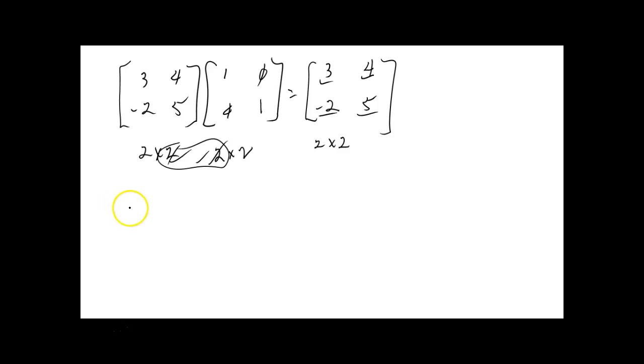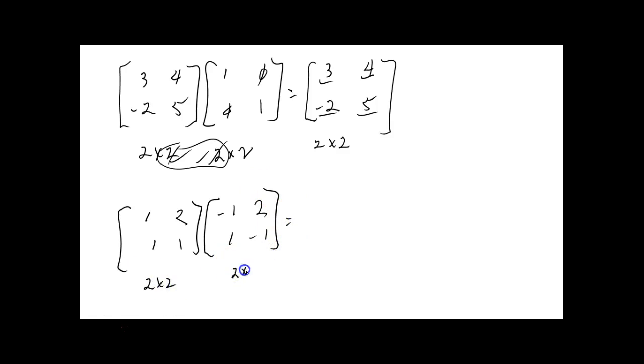All right, let's go to C. Let's see if we can do C on this page. C happens to be 1, 2, 1, 1 times negative 1, 2, 1, negative 1. Well, sure enough, this is a 2 by 2 multiplied by a 2 by 2. Wipe out the middle 2s. They're the same. And you're left with a 2 by 2. So we're going to have a 2 by 2 here.